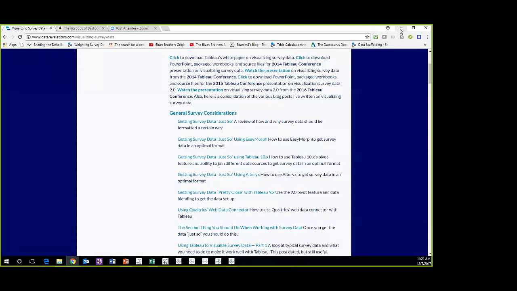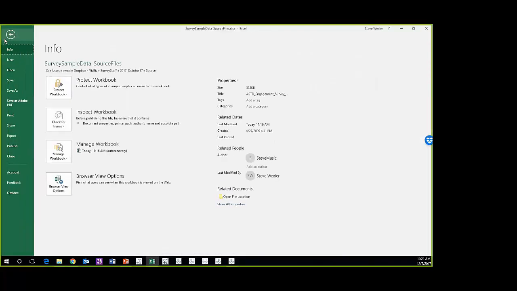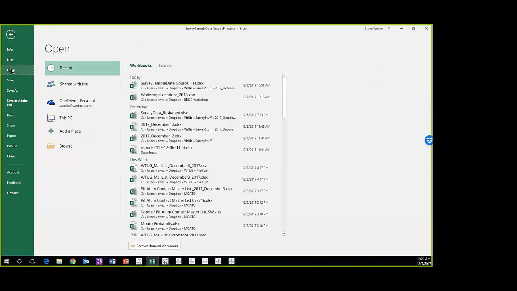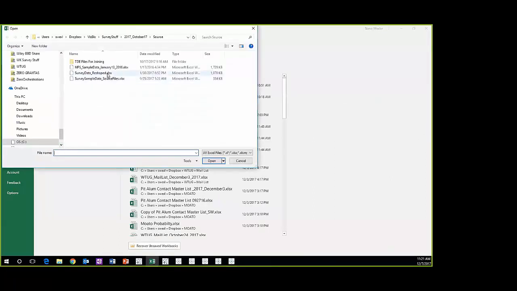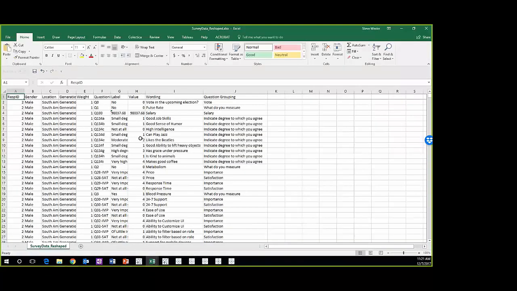So with that in mind, okay, so here is the data in its original form, and now let me show you the data as here's the data we're going to be working with. So somehow using Tableau 10, EasyMorph, Alteryx, or a variety of other tools, we got our data to look like this. Well, now what do we do with that? Well, now this is where we start doing stuff in Tableau, and I'm going to show you the first thing to do in Tableau, or the first thing I do.